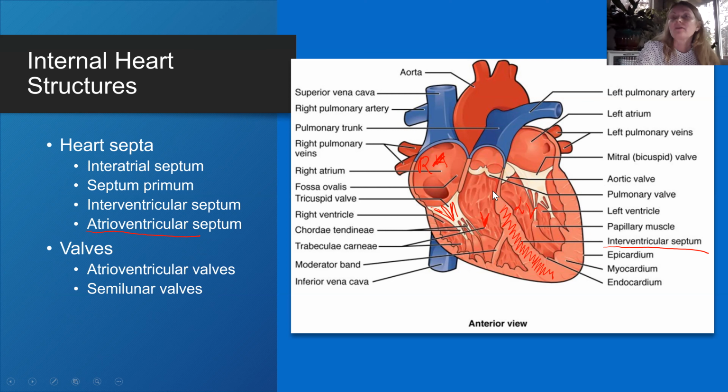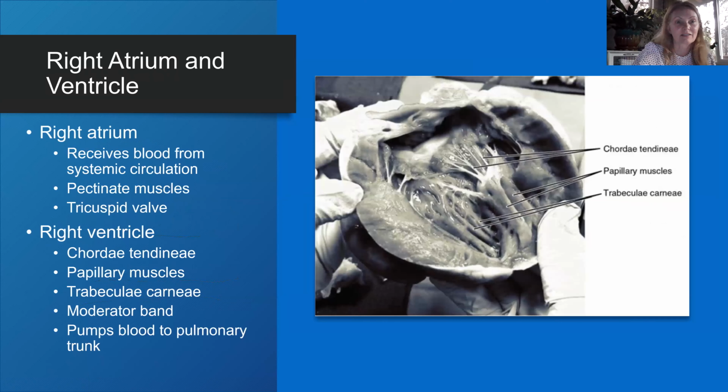And then we have valves. We have 4 valves in the heart. We have 2 atrioventricular valves, so between atria and ventricles, right? Atrioventricular. And we have semilunar valves, and they are between the ventricles and blood vessels. So one of them is the pulmonary valve and another is the aortic valve. So they are semilunar valves. So two semilunar, two atrioventricular valves. Then we will continue talking about it in a minute.